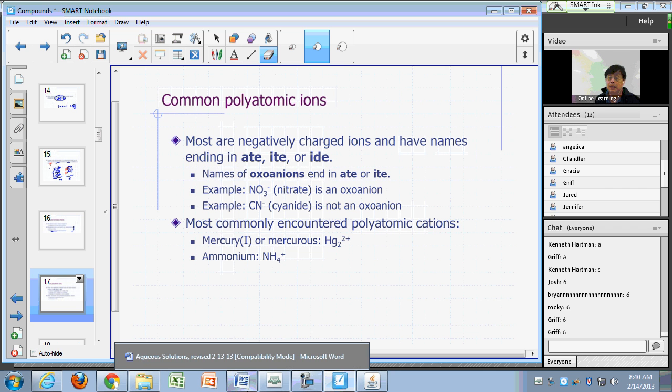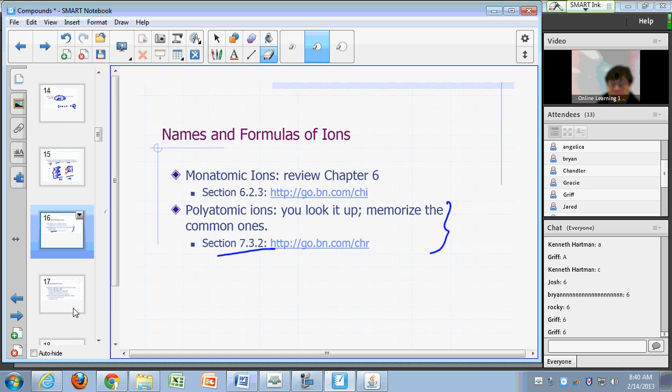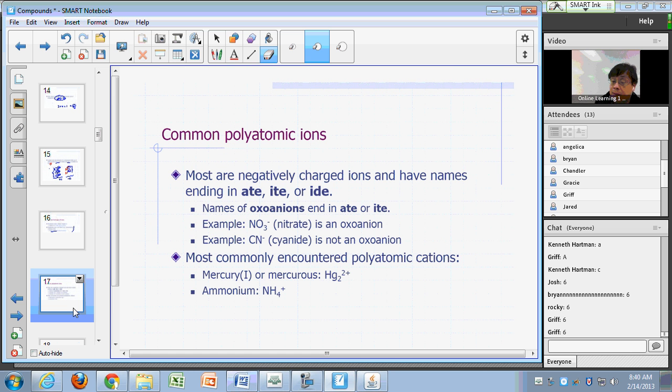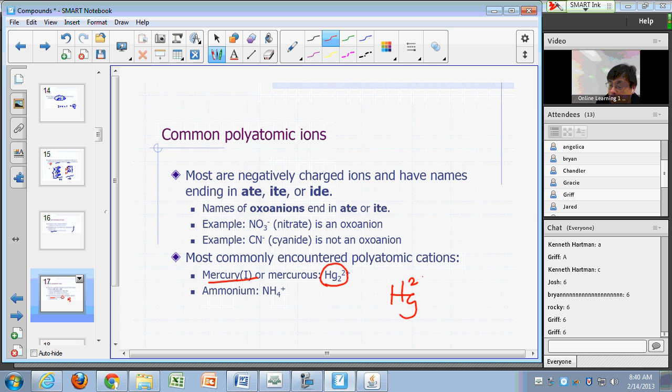Here are some tips for remembering the names of polyatomic ions. Most of the polyatomic ions you need to worry about are negatively charged. The only ones commonly encountered that are positively charged that you find in compounds are the mercury one, or mercurous, which is a pair of mercury with a +2 charge, and the ammonium ion. So that should be easy to remember. Just those two common polyatomic ions.